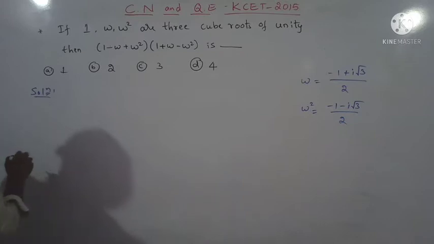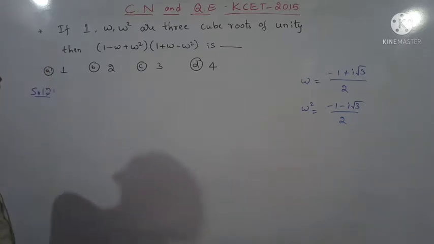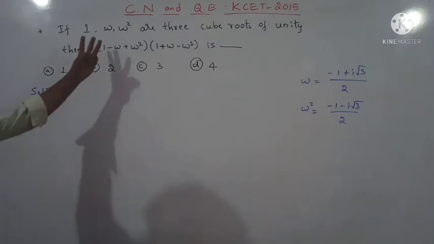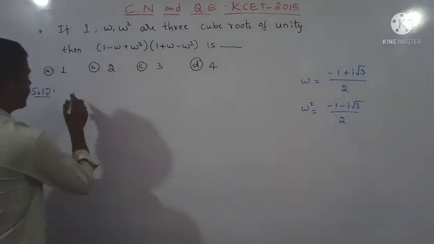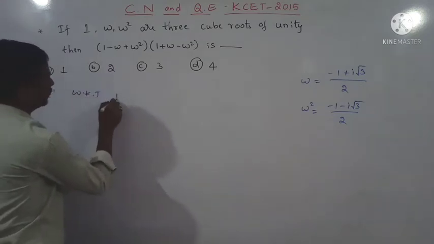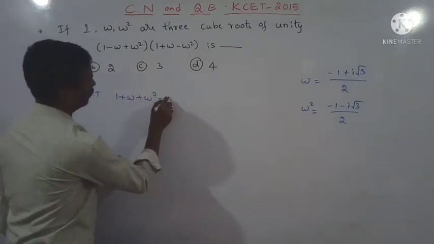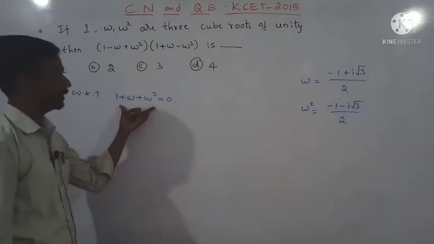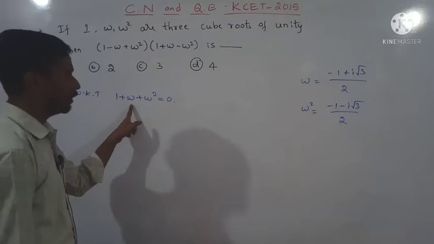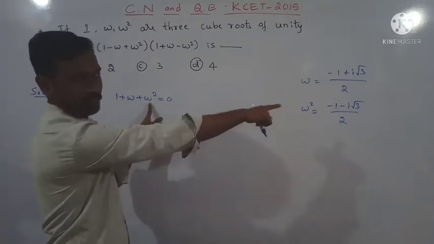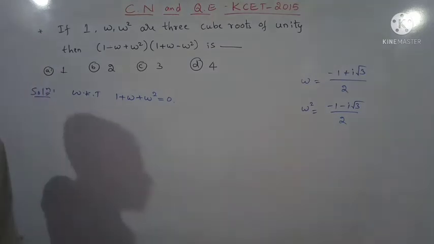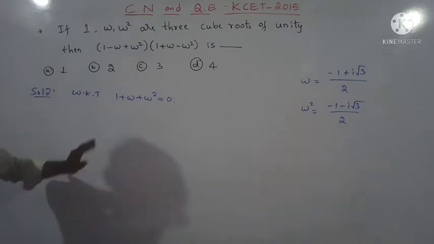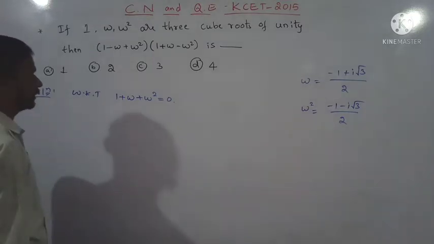Let us solve this question. Here it is given that 1, omega and omega square are 3 cube roots of unity. If these 3 are cube roots of unity, we have a result. We know that 1 plus omega plus omega square equals 0. If 1, omega, omega square are cube roots of unity, this result holds, that is 1 plus omega plus omega square equals 0. If you put the value of 1, the value of omega and the value of omega square and simplify, the answer is 0. Therefore it is a standard result. You should keep this result in your mind: 1 plus omega plus omega square equals 0. Using this result I will extract two results by using this equation.